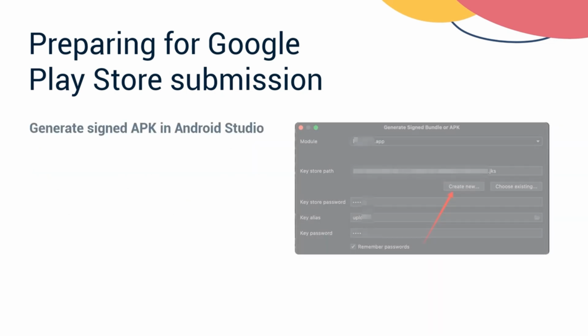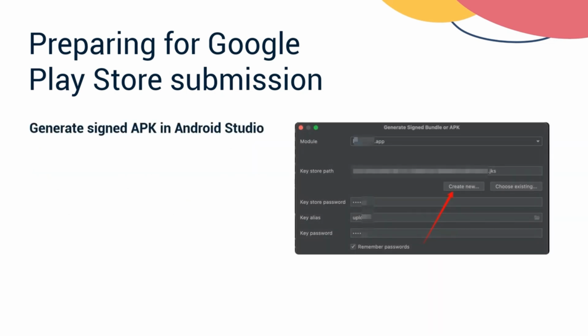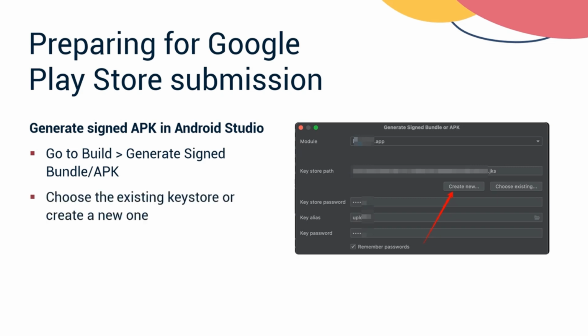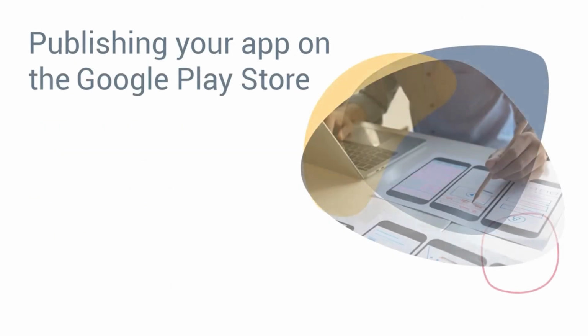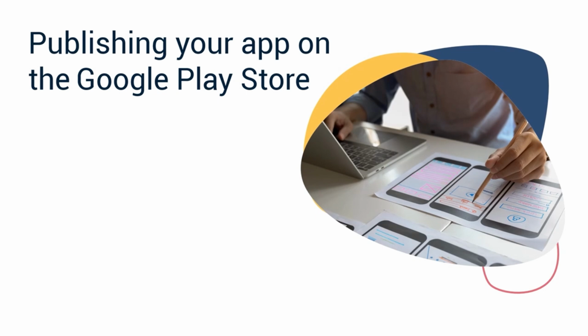If you're using Android Studio to generate a signed APK, you can do this by going to Build, Generate Signed Bundle/APK. You can choose an existing keystore file in this window or create a new one. To create a new keystore file, click the Create New button, follow the prompts, and then fill in the key, alias, and passwords.